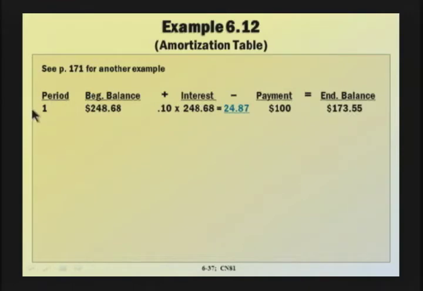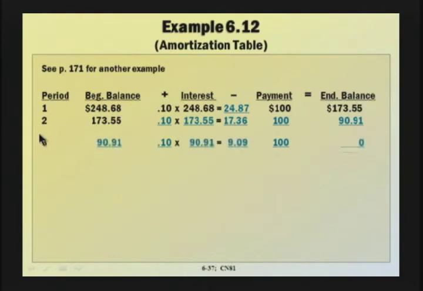The second period will start with the balance of the loan now being the $173.55, and the 10% interest will be charged on the $173.55. So the interest charged and included as part of the second payment is now down to $17.36. The payment amount is still a constant $100 payment. So here's the balance starting the second period. I'll add the interest for the second period, and then I will subtract the $100 payment, and the loan balance is down to $90.91, and that is what will start the third period, or the third line of the amortization table.